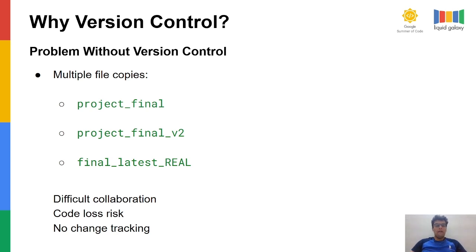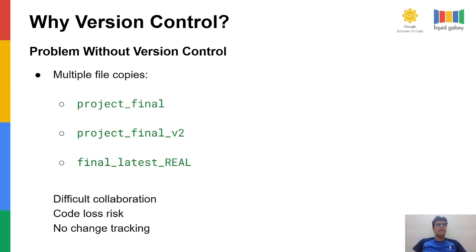So, version control avoids creating multiple file copies, as we said, like project final v2, latest, real, and so on. Everyone names their files like that, and version control makes collaboration easy. It avoids code loss, and it helps in tracking the changes.